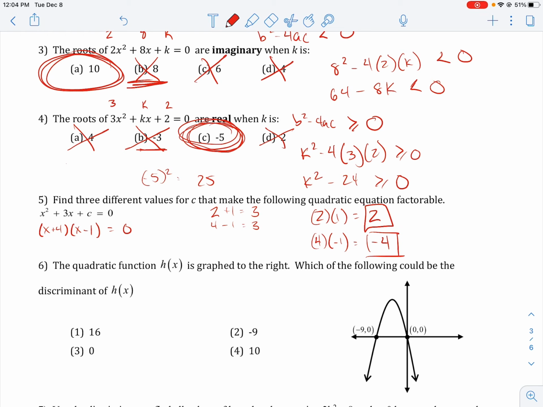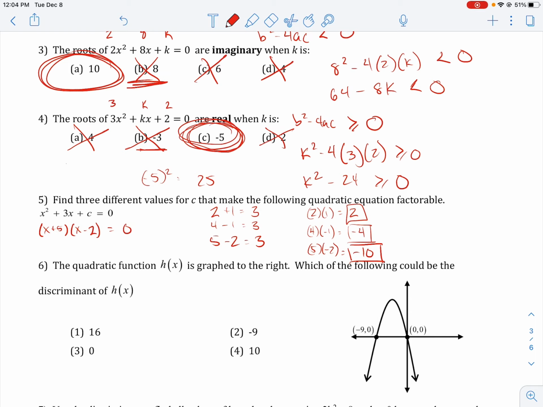Let's keep going. Okay, so I'm just coming up with numbers that I can use to equal 3. All right, so how about plus 5 and then negative 2? Add those together. 5 minus 2, well, that gives me a 3. And then 5 times a negative 2, well, that'll give me a negative 10. So negative 10 would be another one.